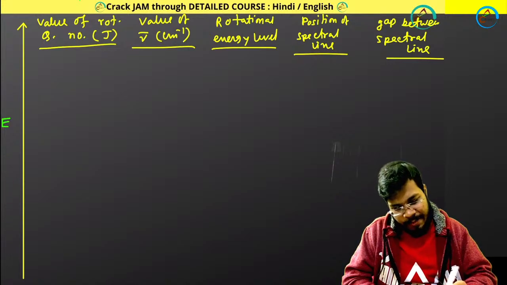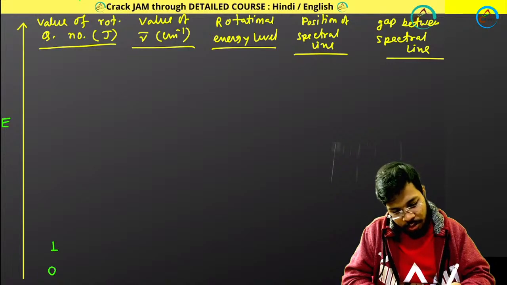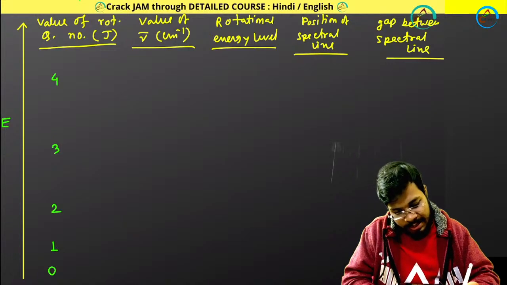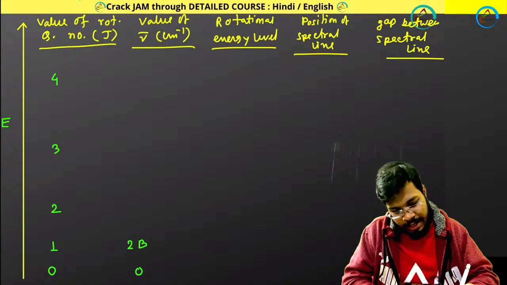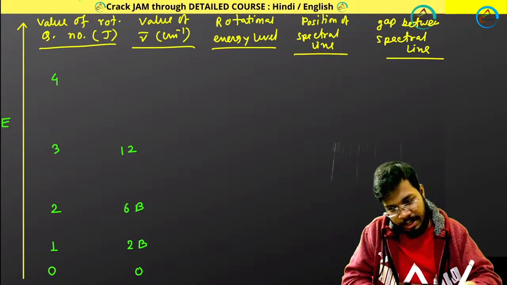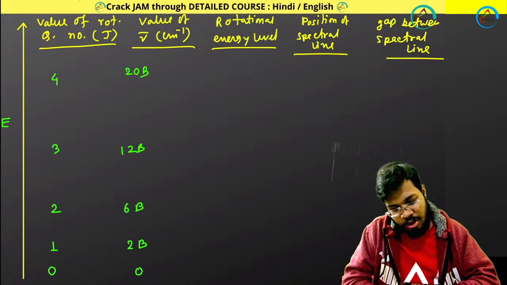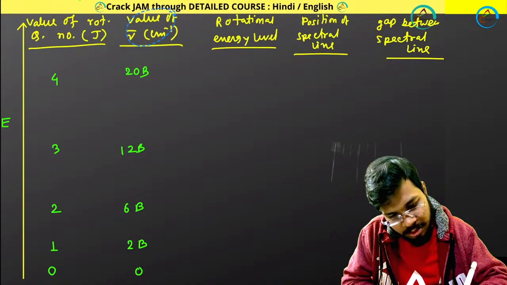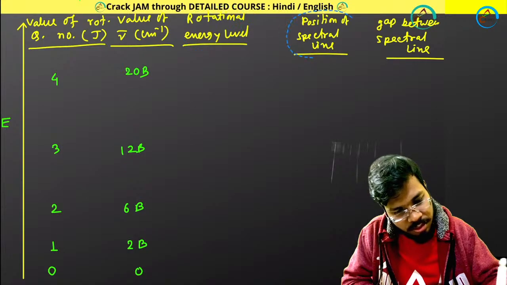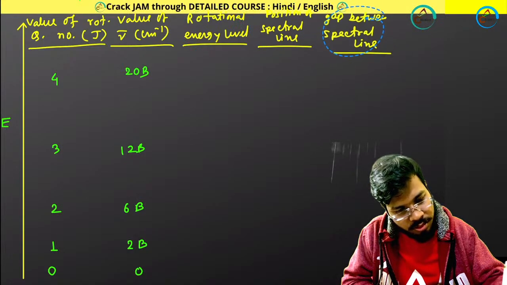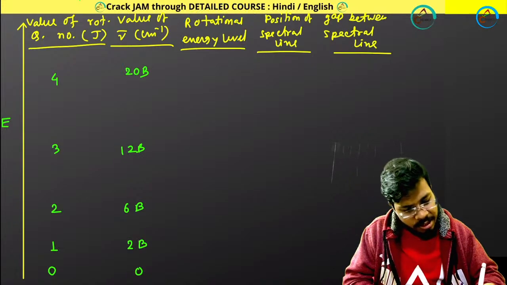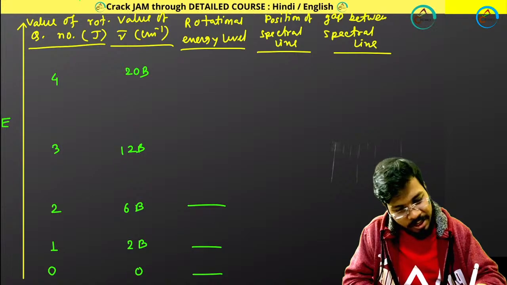So now if I put J value 0, 1, 2, 3 and 4, I will get the values 0, then 2B, then 6B, then 12B, then 20B. So if I calculate the difference, these are my energy levels: 0, 2B, 6B, 12B, 20B.